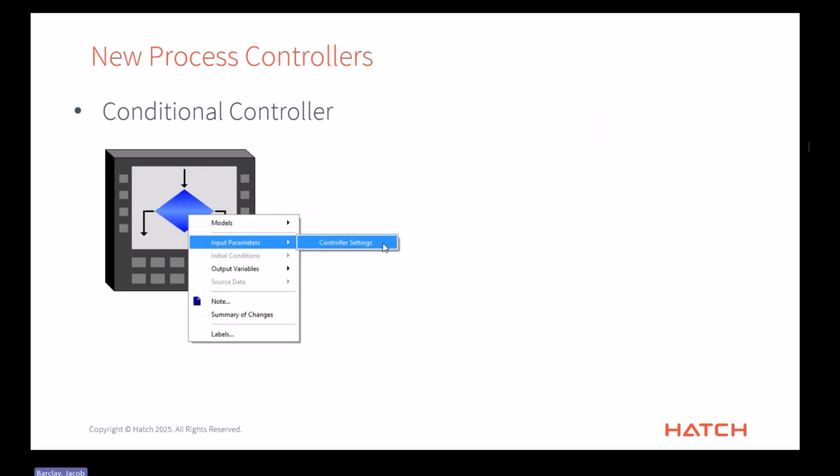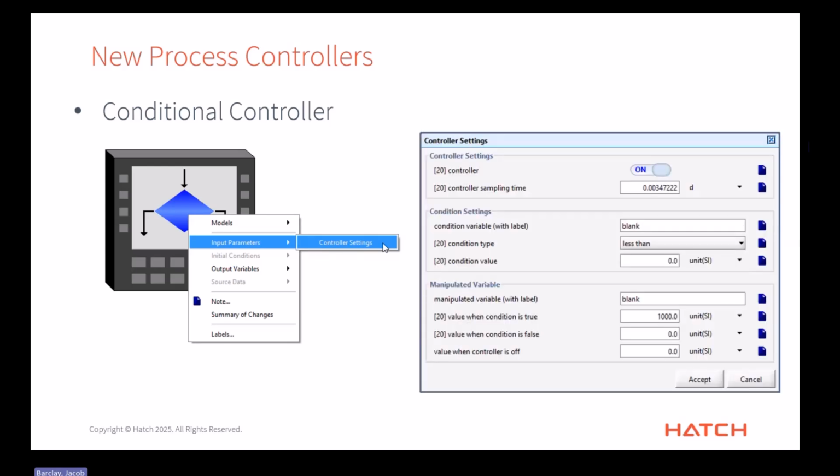So let's take a look at the input menu that we have for this. We're first going to take a look at the single conditional controller, so just one condition. This is what the input menu is going to look like for that controller. So you have a toggle to turn the controller on and off. You can set the controller sampling time, and this is going to be how frequently GPSX checks the validity of the statement to decide what the control action is going to be. You can set what the conditional variable is going to be. So this is going to be the full cryptic tag of what you want to create a condition on.